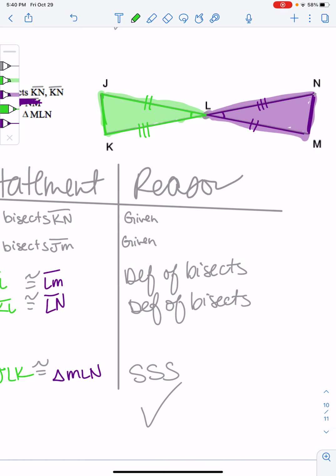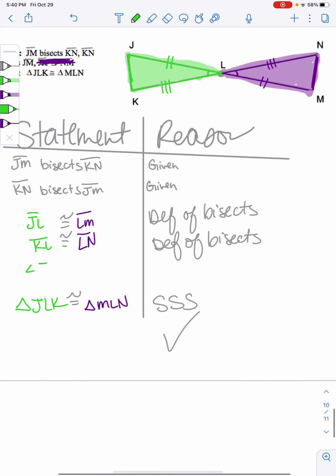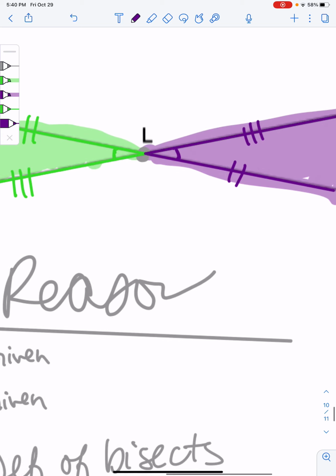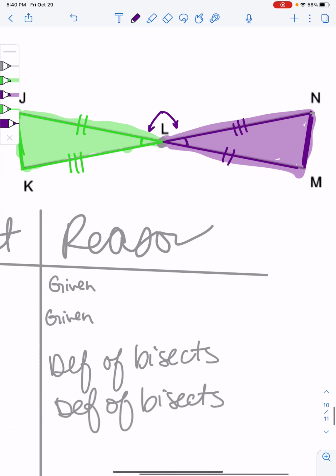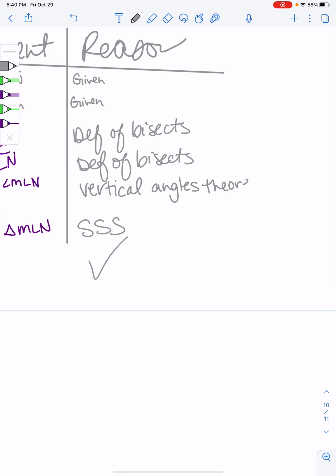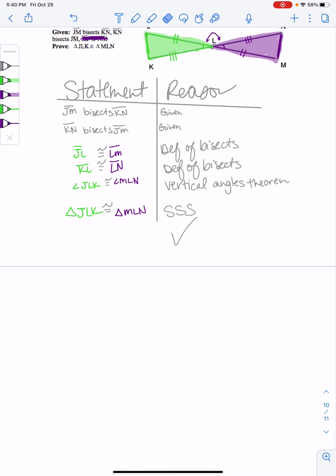So angle JLK would have to match angle MLN, and that's just because these guys are vertical. So an old school usage, but we talked about vertical angles theorem. And then we would have two sides with an angle in between. And that would be a totally acceptable different way to solve this one.